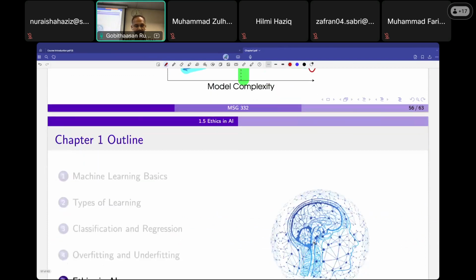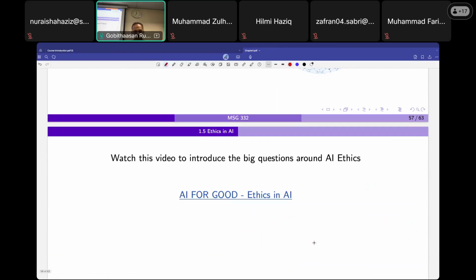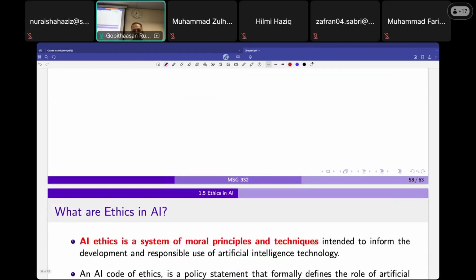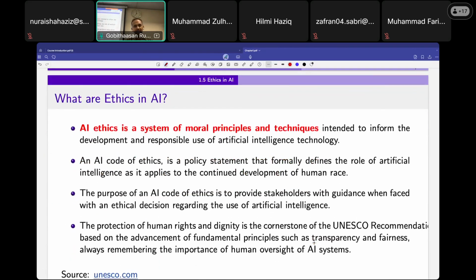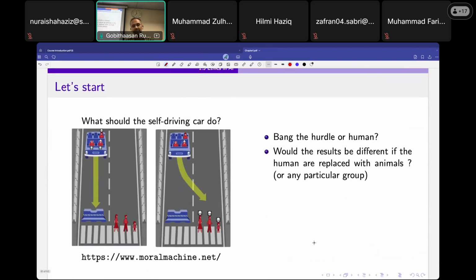So I think we're almost done. The last part is the ethics. Ethics basically boils down to two things. The first is the way you collect your data, and the second is the outcome of the model, what it is going to execute. I will show an example.